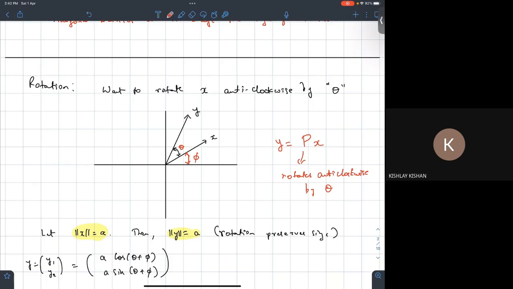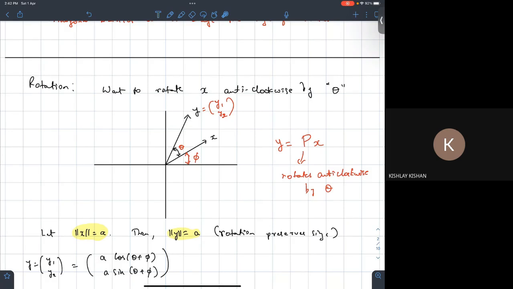If I write y as y1, y2, then it's making an angle theta plus phi. Its x coordinate is going to be, since the length of y is a, a times cos of theta plus phi, and the y coordinate is a times sin of theta plus phi. Is that clear? So y1 and y2 are clear.